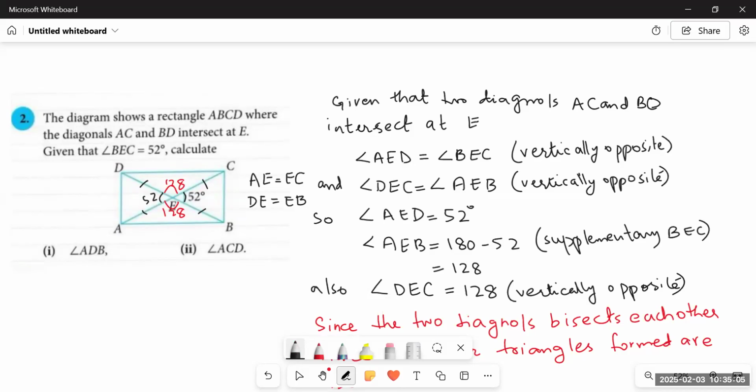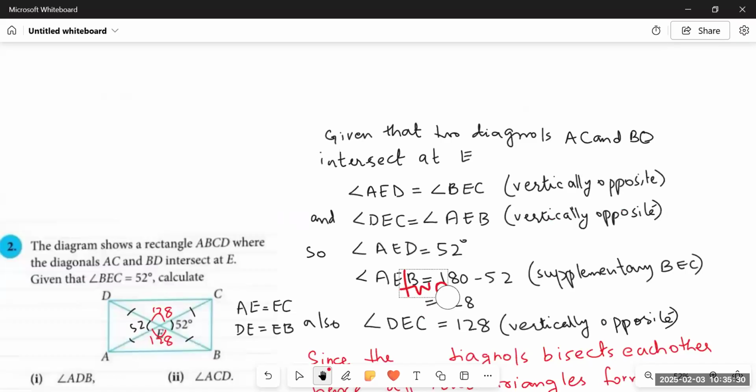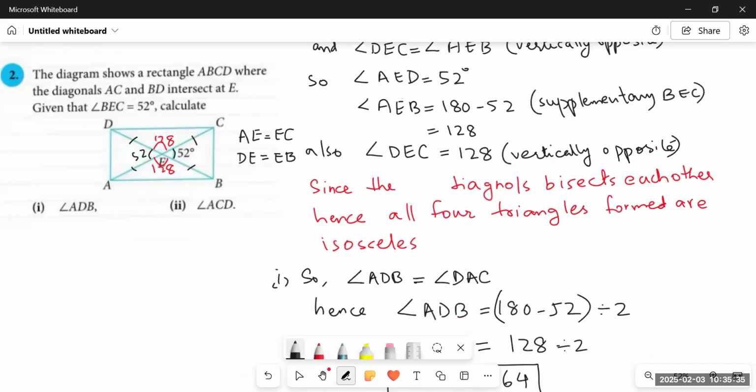And what would happen? This would have an impact on the triangles, that all four triangles would be isosceles in nature. And the property of isosceles is that two of the angles in an isosceles triangle are equal to each other. So all the angles that we have to find are equal in their triangles. So we can easily find the angles now. How? We will write this property that since the two diagonals bisect each other, hence all four triangles formed are isosceles in nature.